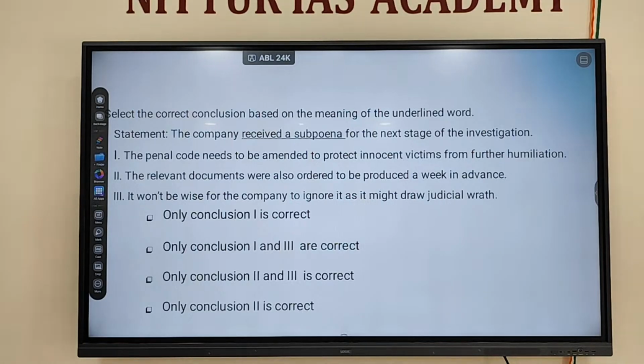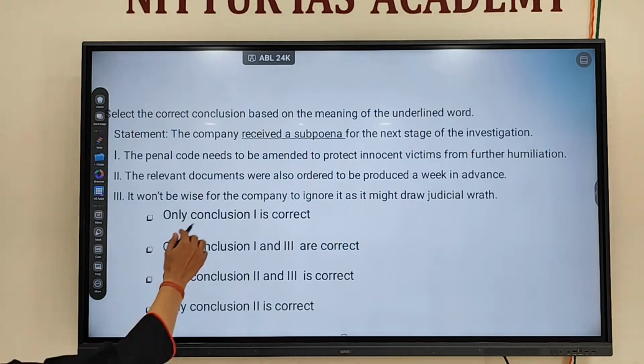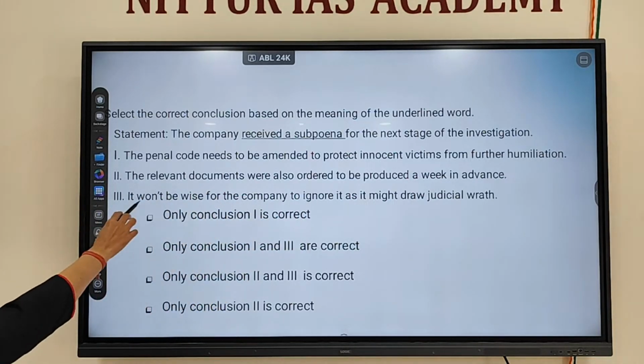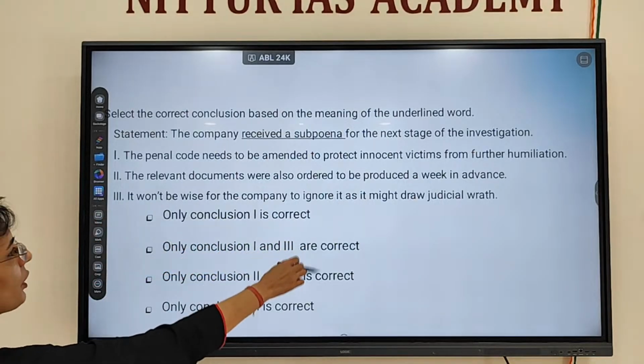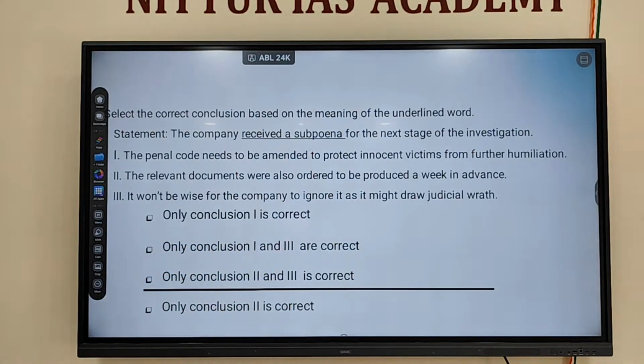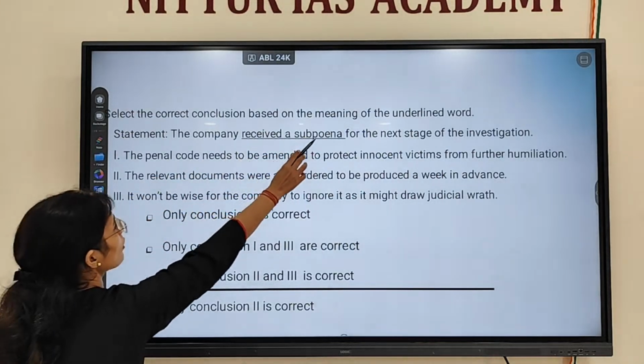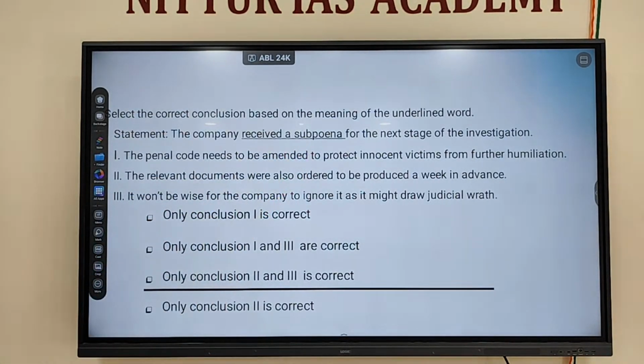Received a... subpoena. So where in the penal code protect the individual from further humiliation? The relevant documents were also ordered to be produced a week in advance. It won't be wise for the company to ignore it as it is judicial. Received a subpoena. You have to check the meaning. Ordering a person to attend the court. Okay, ordering a person. So it's a court order.